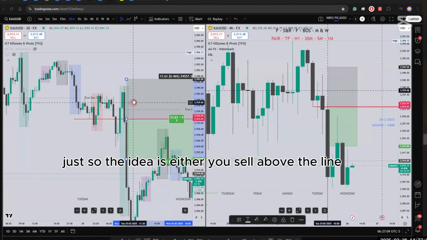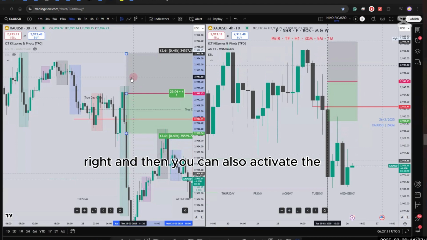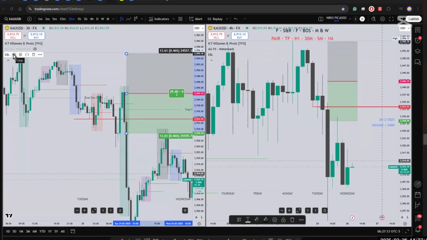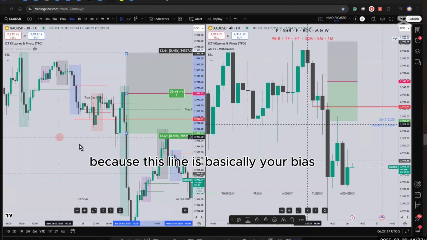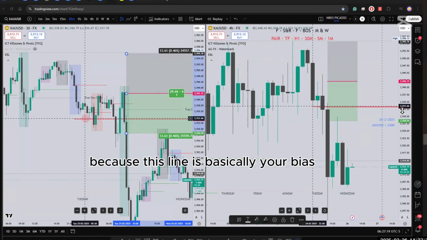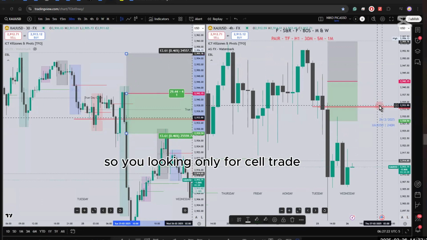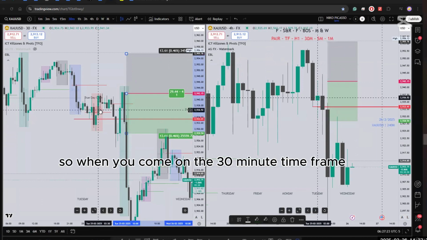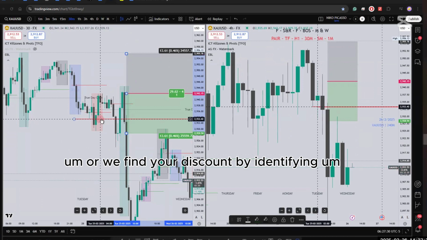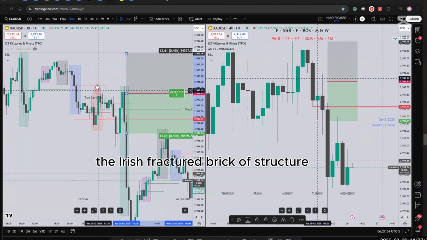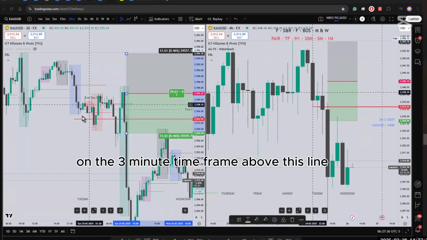So the idea is you sell above the line, and you can also activate the indicator here on the 30-minute time frame and get even ultra precision, because this line is basically your directional bias. So you're looking only for sell trades. When you come on the 30-minute time frame, you can also refine that level or refine your discount by identifying a bearish fractal break of structure on the 30-minute time frame above this line.